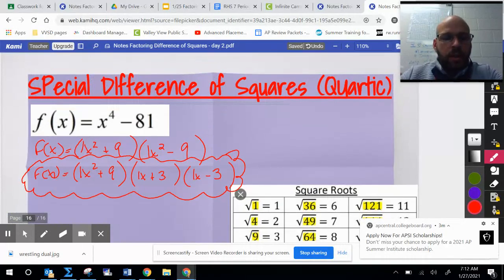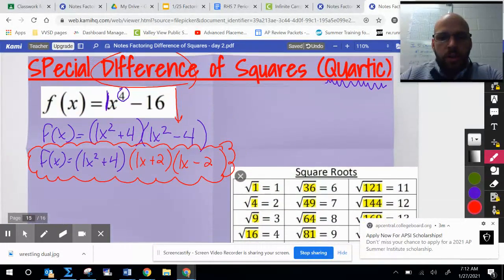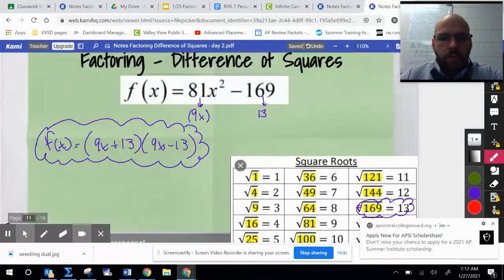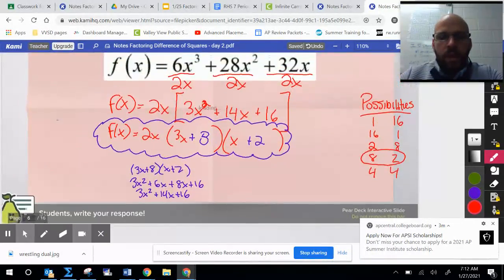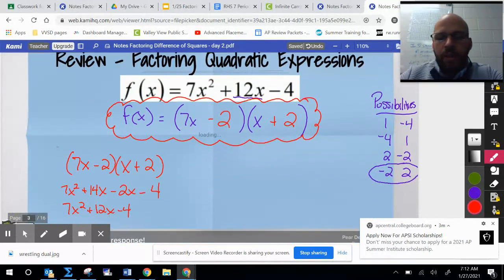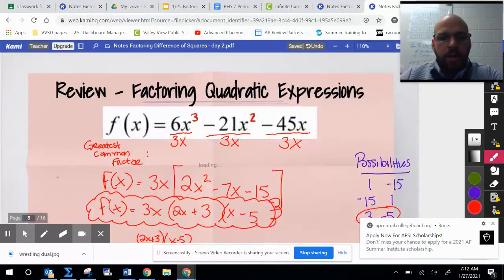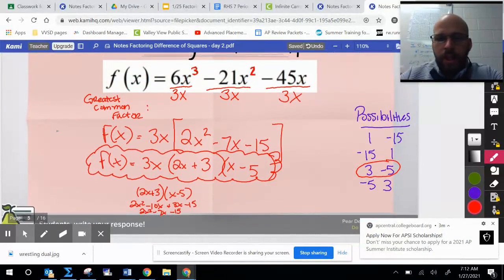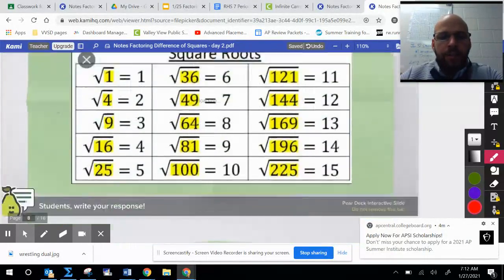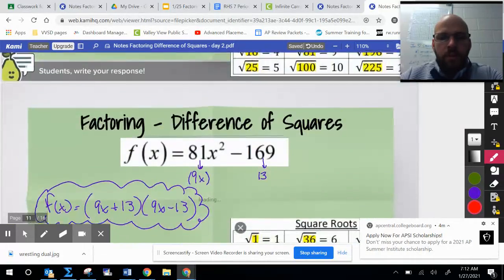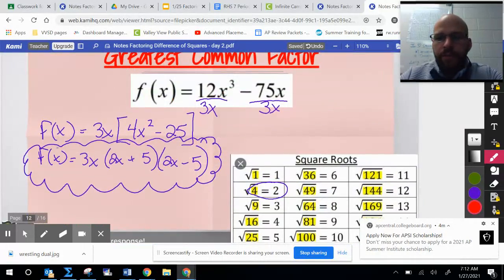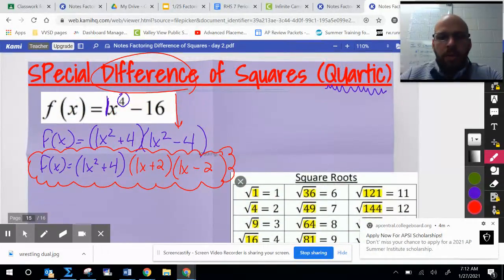Okay, that concludes our lesson today. So these two slides were the only addition. Everything else was kind of a review of everything that we've covered. So I need you guys to be able to factor a basic quadratic, pull out a GCF and factor that quadratic, difference of squares with the GCF, and then this special problem of a quartic.